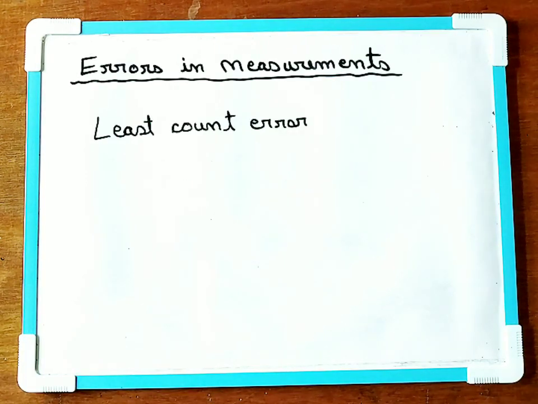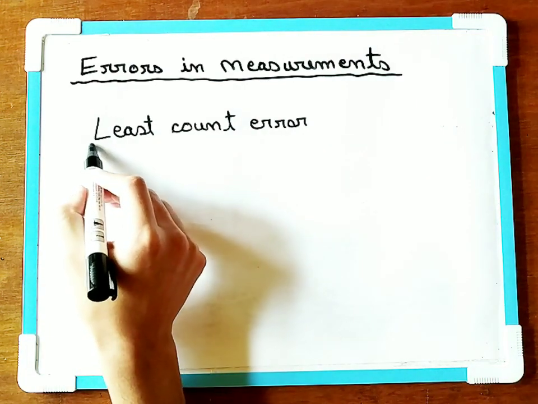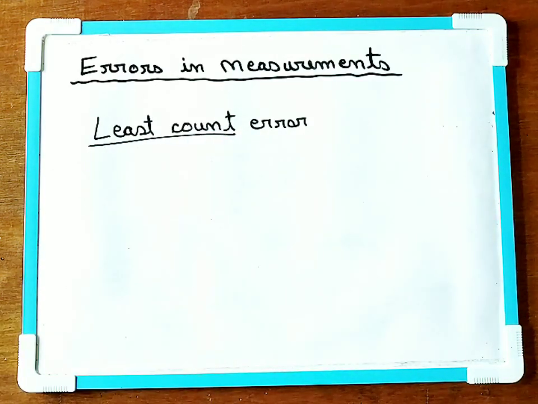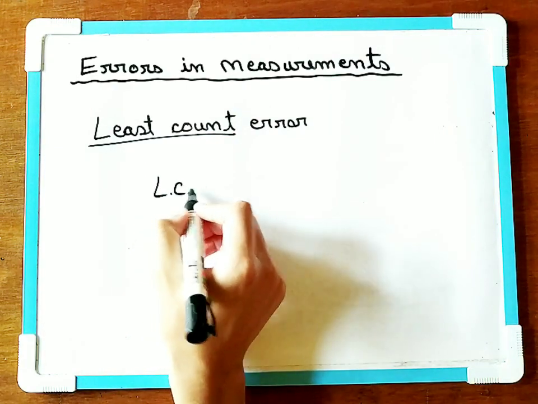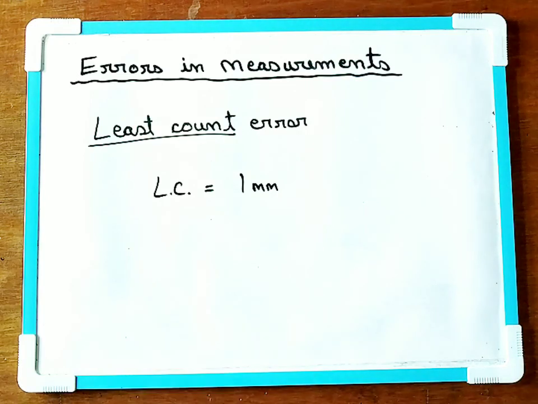There's another type of error which occurs in both the systematic and random errors, and this is known as least count error. Now what is the meaning of the least count? Least count is the smallest value that can be measured by the measuring instrument. For example, your regular scale. If you look at the centimeter scale, it has a least count of 1 millimeter. It means that it cannot measure anything which is less than 1 millimeter.